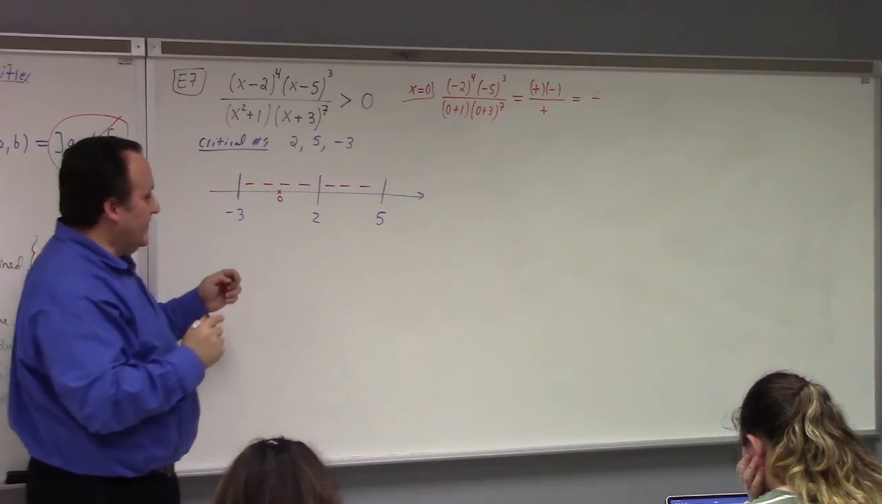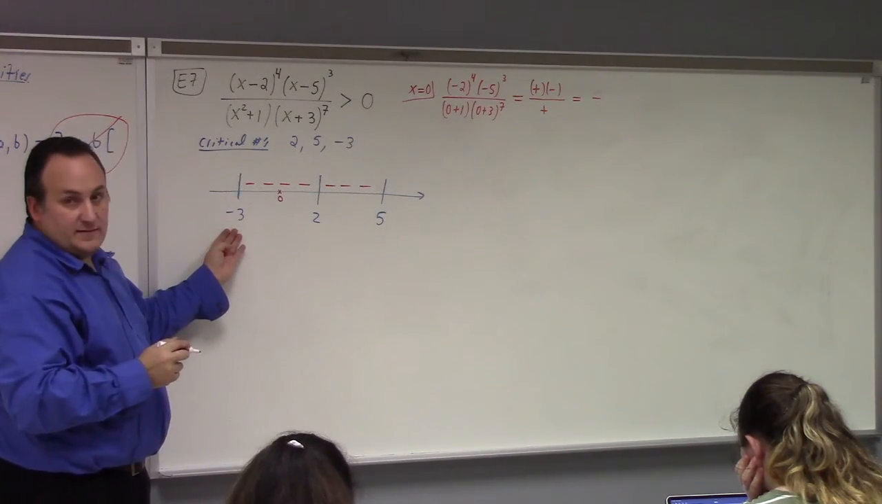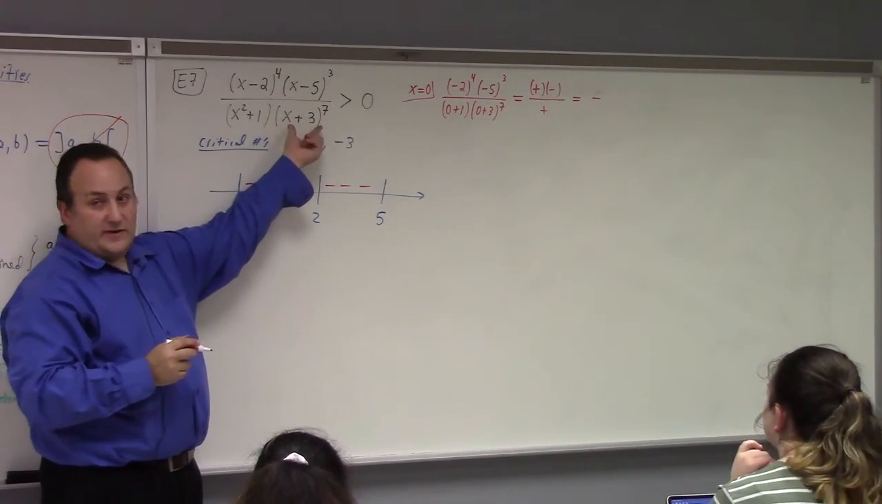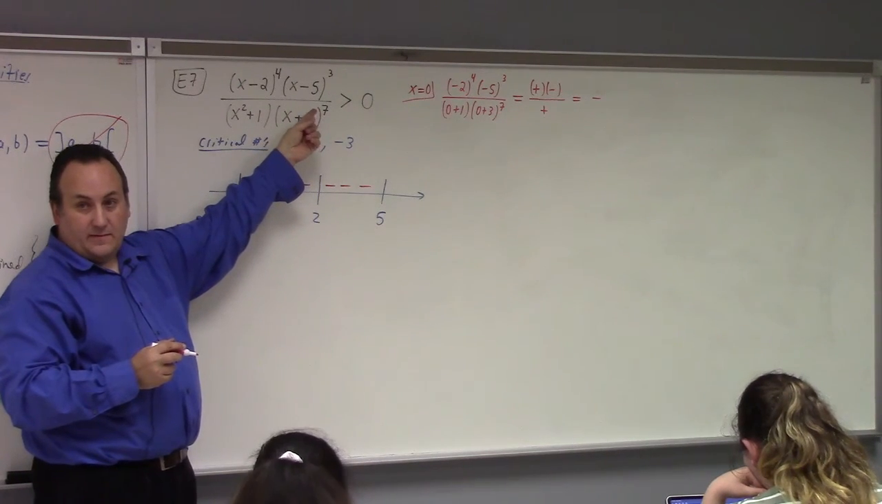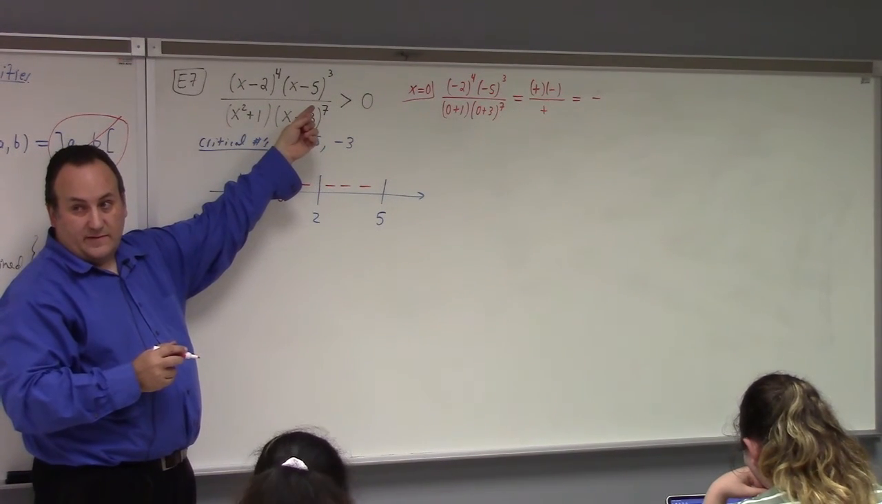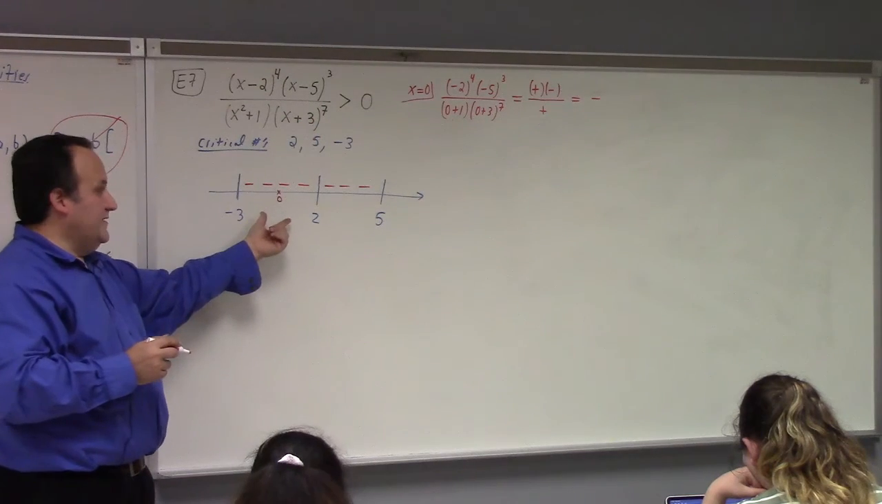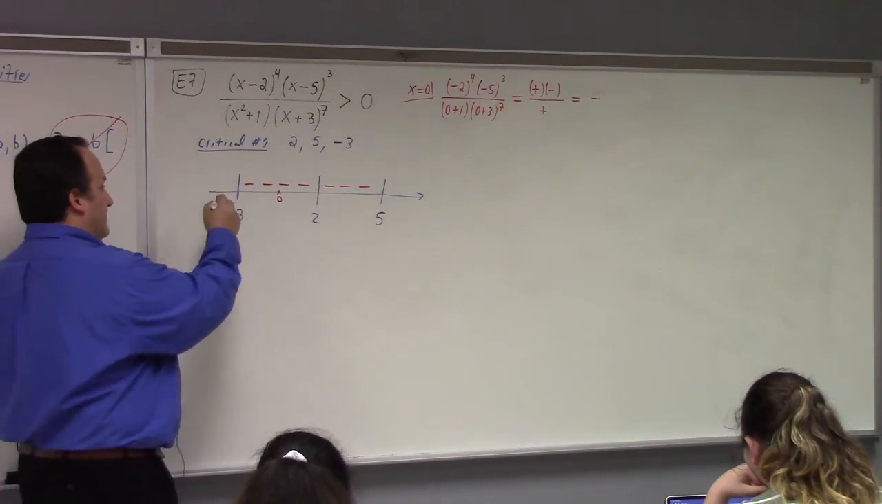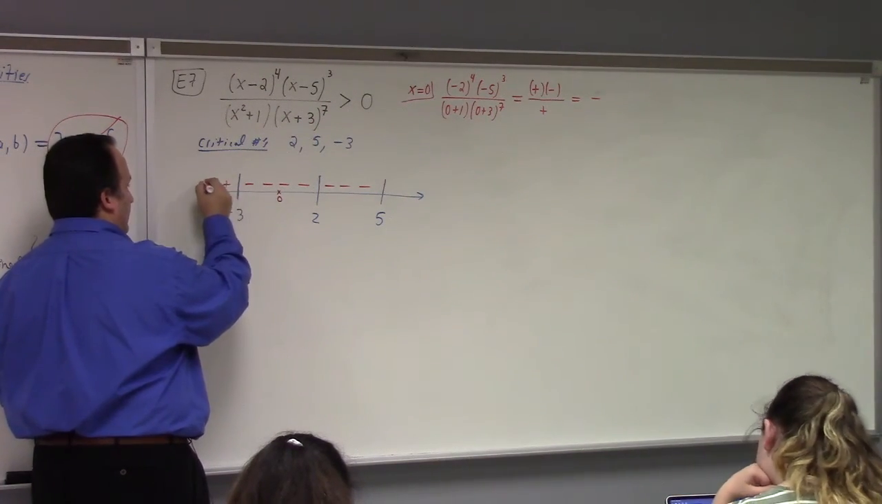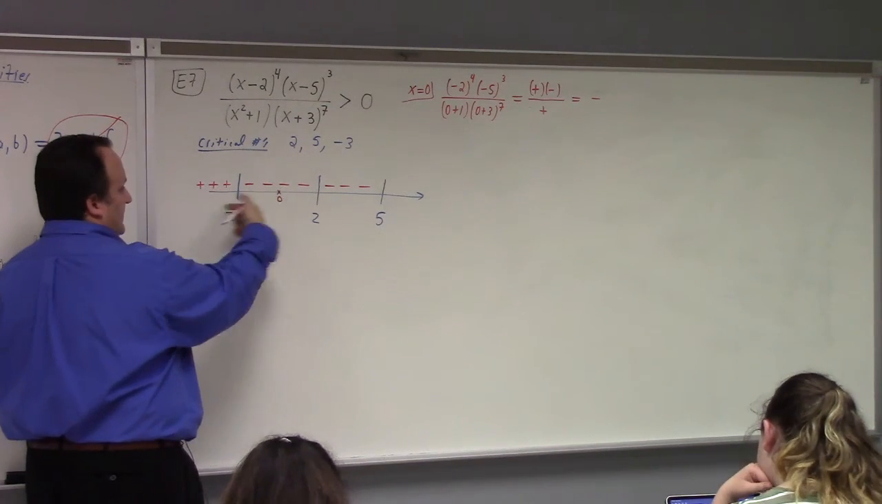All right? In contrast, minus 3, right? It corresponds to x plus 3 here. That's a 7th power. That means we flip the sign. So I go from minus to plus as we cross minus 3.